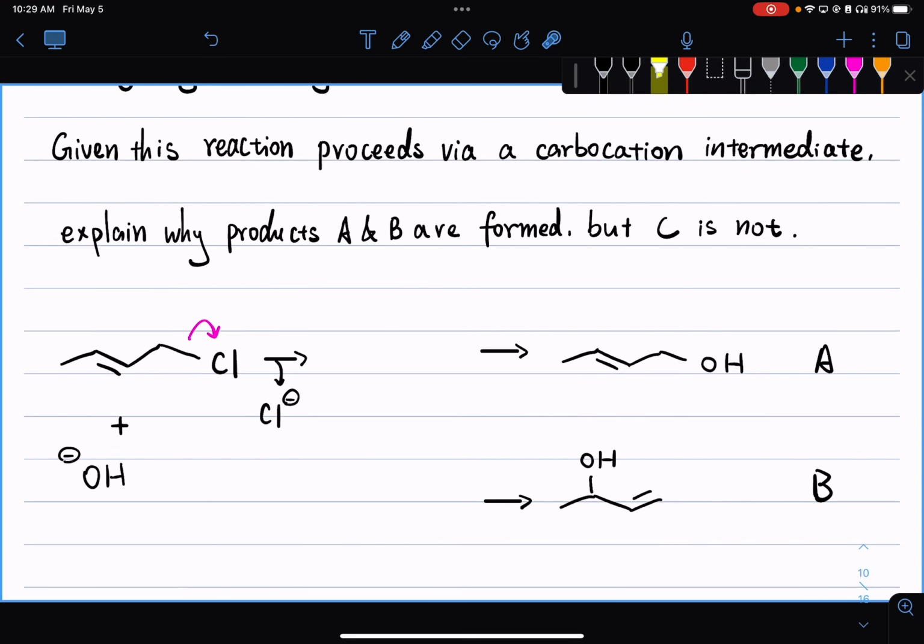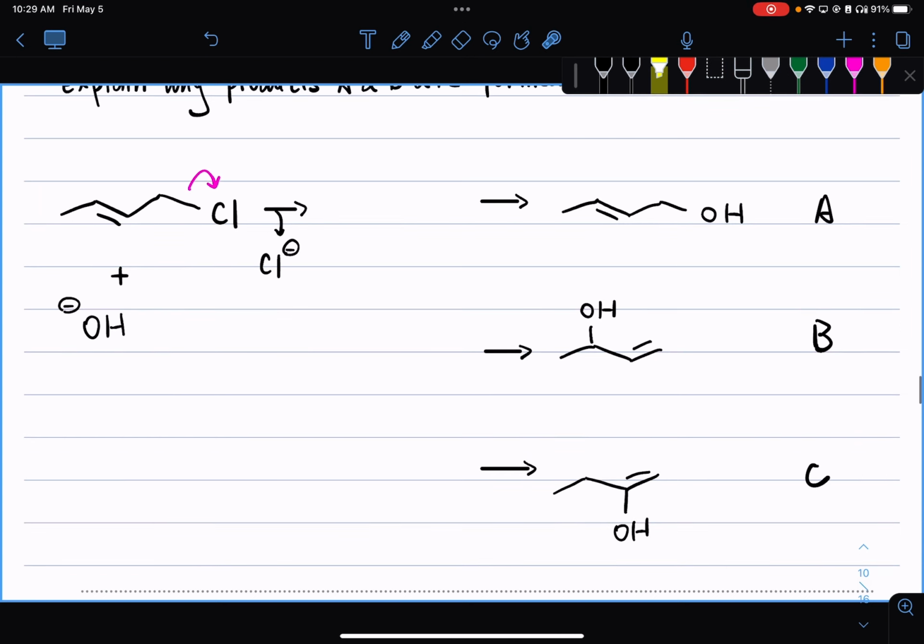And given that this reaction proceeds via a carbocation intermediate, I use my arrow pushing here to show you what the first step is, and you should be able to draw that carbocation intermediate based on the arrow pushing I give you here. Can you explain why product A and B are formed, but product C is never observed? So that's what we have. We have the reactant. We also have an OH minus group around acting as the nucleophile. And among A, B, and C products, we're only forming the top 2. We're never observing the bottom one as our product. Why is that the case?